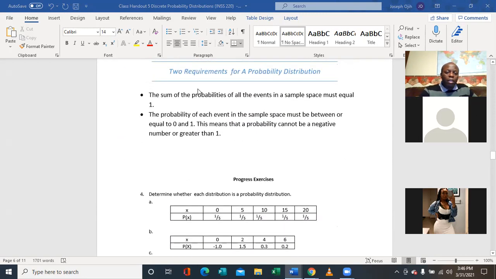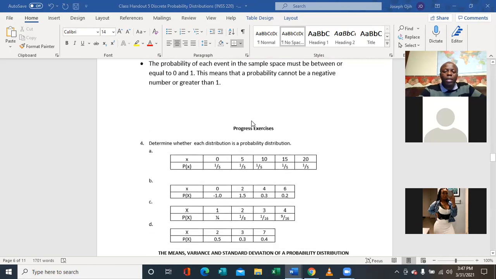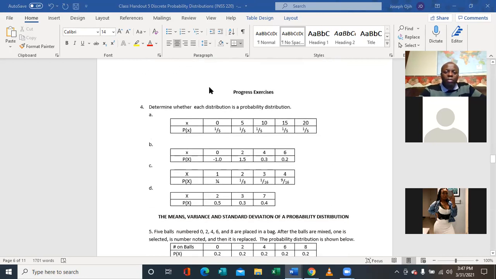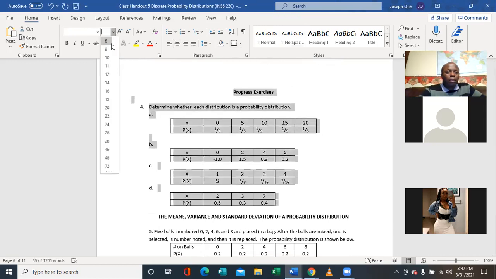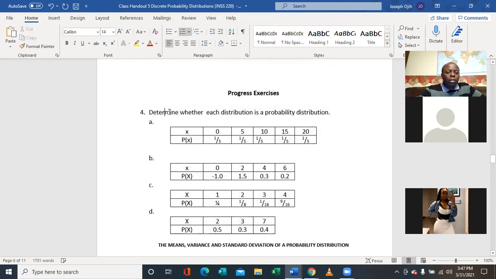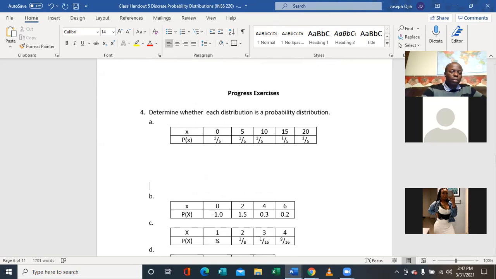The second requirement is this: the probability of each event in the sample space must be between or equal to 0 and 1, which means that the probability can never be a negative number or greater than 1. Now, based on this requirement, let us answer this question here. It says, determine whether each distribution is a probability distribution. Let's start with the first one.